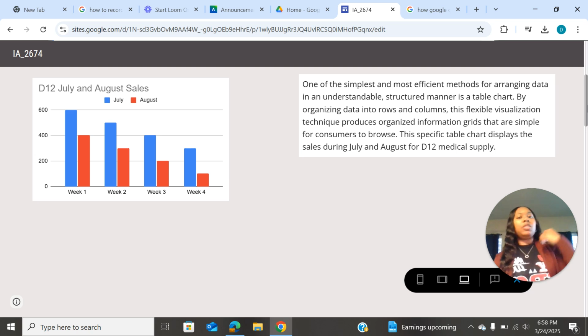So this specific chart displays the sales during July and August for D12 Medical Supply. As we can see right here, there are different trends just looking at each week. For each week, we see that July always exceeded what was made in sales in August. A chart like this can really help this business see, okay, we clearly see what the trend was. We had more sales in the previous month than we do in August. So you can see, okay, what can we do differently? What was done differently? And where do we go from here?